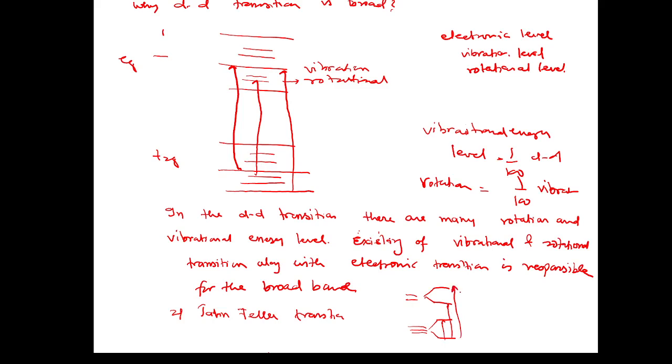So there are 3 transitions, that's why we are having... And the final third region is the spin orbit coupling, which we discuss in the next video. So these are the 3 regions why the spectra is broad for the d-d transition.